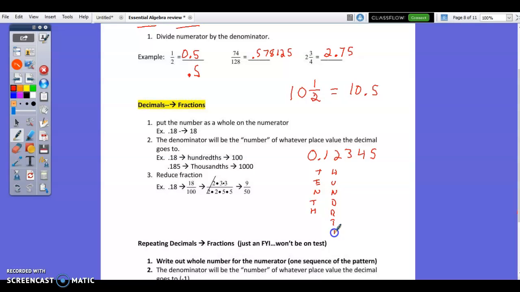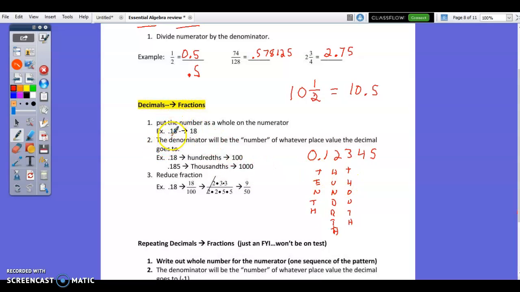I'll just put TH at the end. This will be 1000th. And then TH. I'm just abbreviating here, but they always have the TH at the end with the decimal. So they start with tenths, hundredths, thousandths, 10,000ths, 100,000ths, and then they would go to millionths with the th at the end. So the number of the denominator would be whatever place value you're going to.